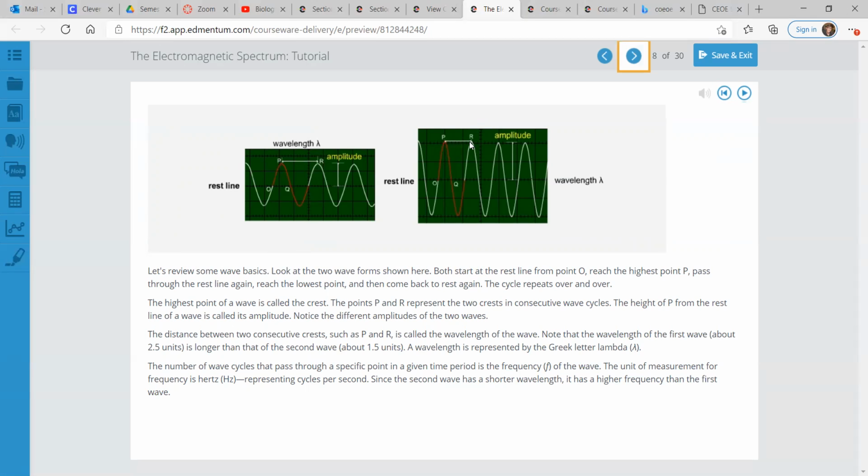The number of wave cycles that pass through a specific point in a given time period is the frequency of the wave. The unit of measurement for frequency is hertz, representing cycles per second. Since the second wave has a shorter wavelength, it has a higher frequency than the first wave.